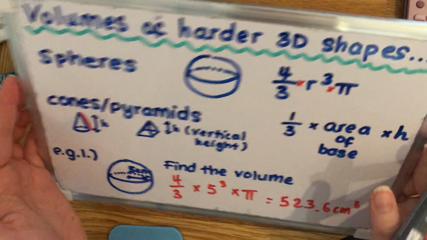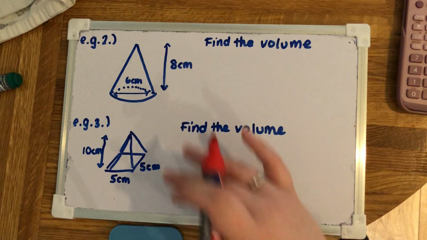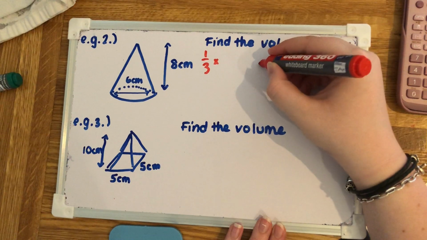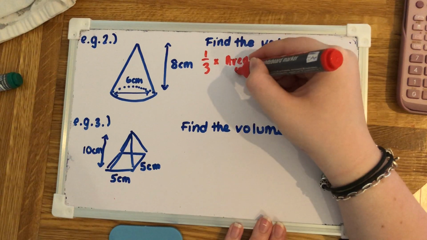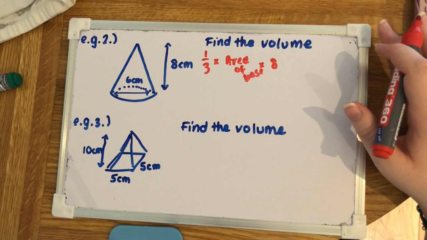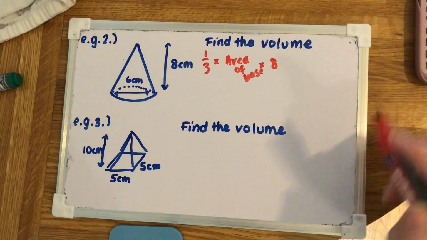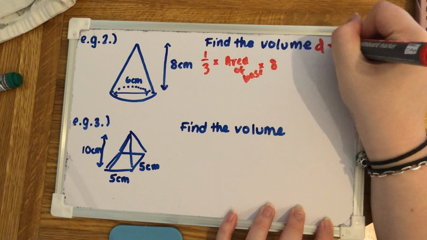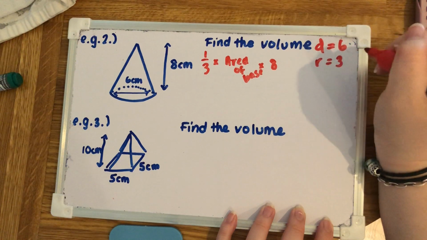So we're going to do a cone and a pyramid on the other side. For the volume of this cone, we know it's 1/3, and we know that we times it by the height, which is 8, but we need to find the area of the base. The base of a cone is a circle, so we need the radius for that. At the moment we've got the diameter, going from one side of the circle to the other, which is 6. The radius is always half of that, so the radius will be 3.